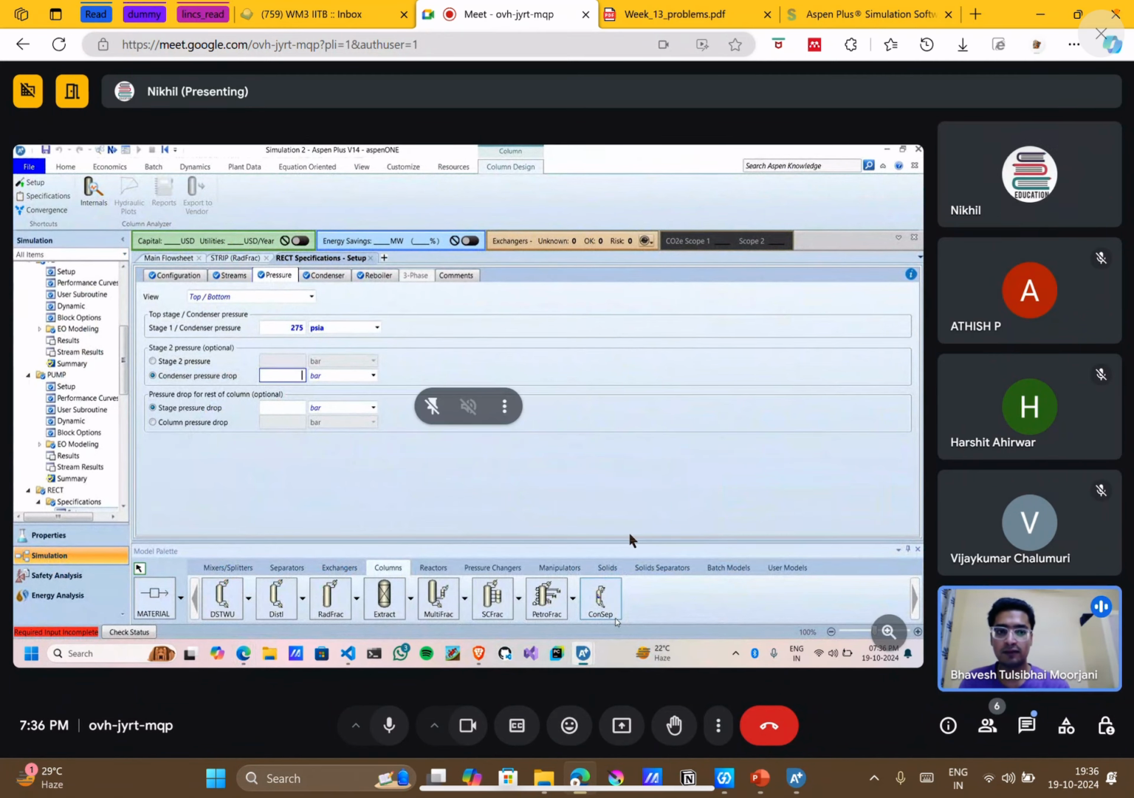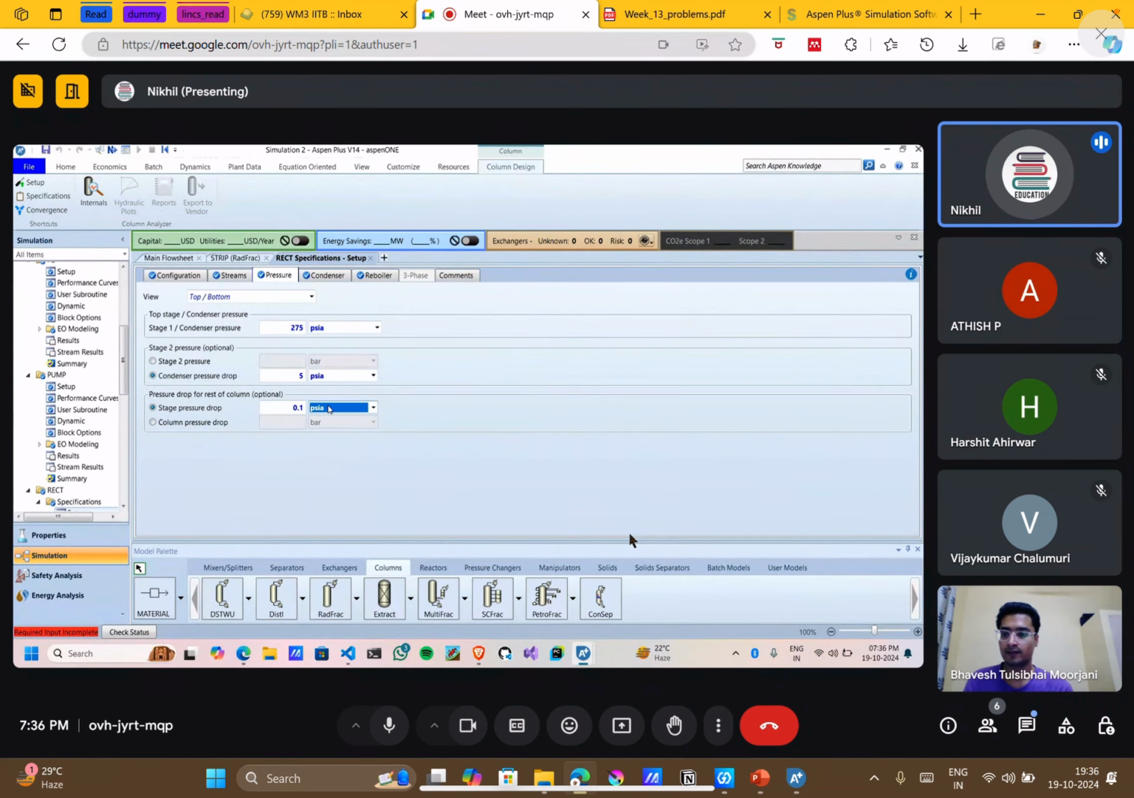Pressure drop is 5 psi. Okay. And then stage pressure drop is given as 0.1 psi.